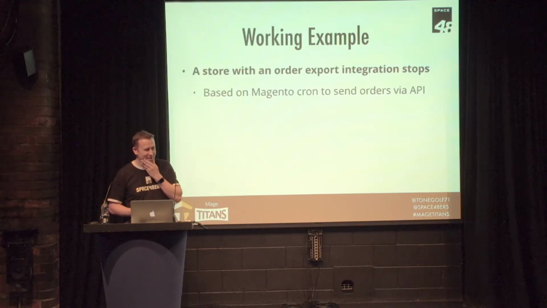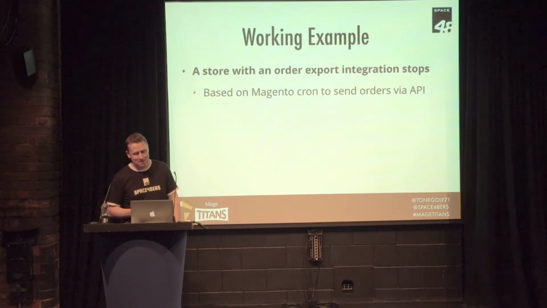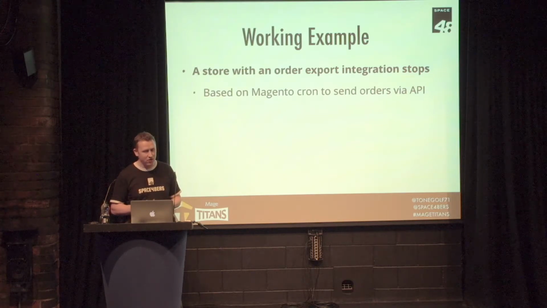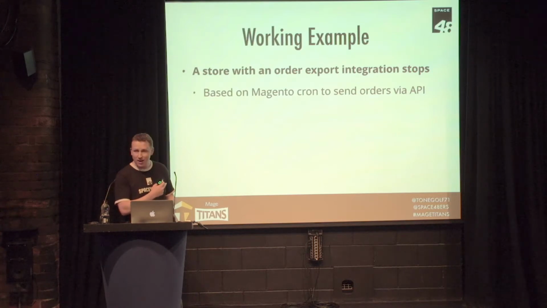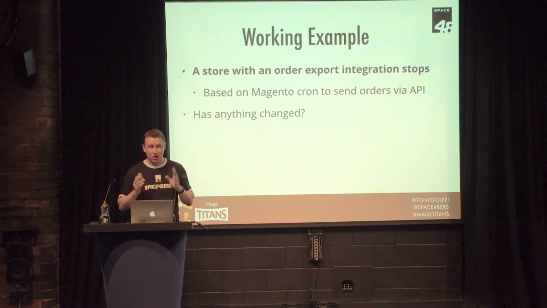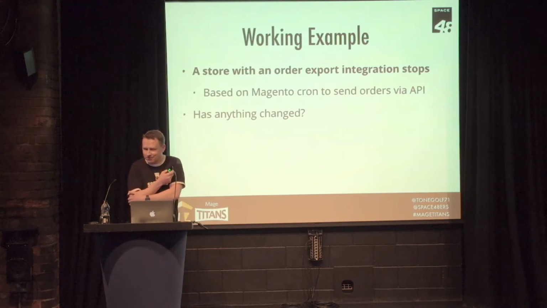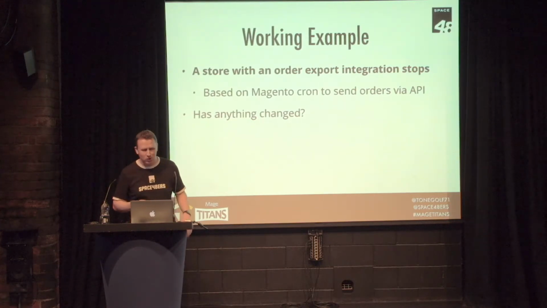So, a quick working example of an occasion of debugging that I thought I'd share. There was a store that had an order export integration, and this was run via the Magento cron on a regular schedule, basically sending orders out via an API, and it stopped working suddenly. So the question: has anything changed? Spoke to the team, we couldn't see any real changes, no deployments or anything.